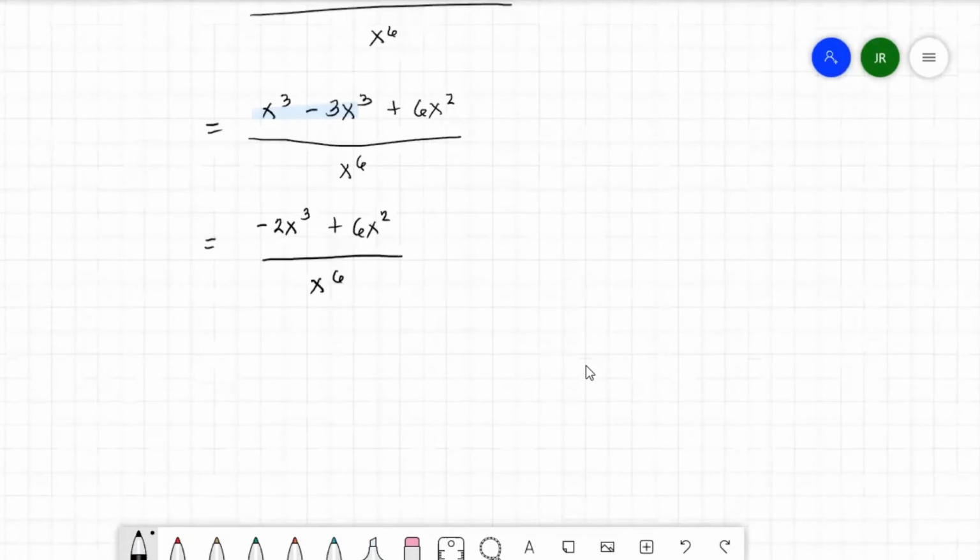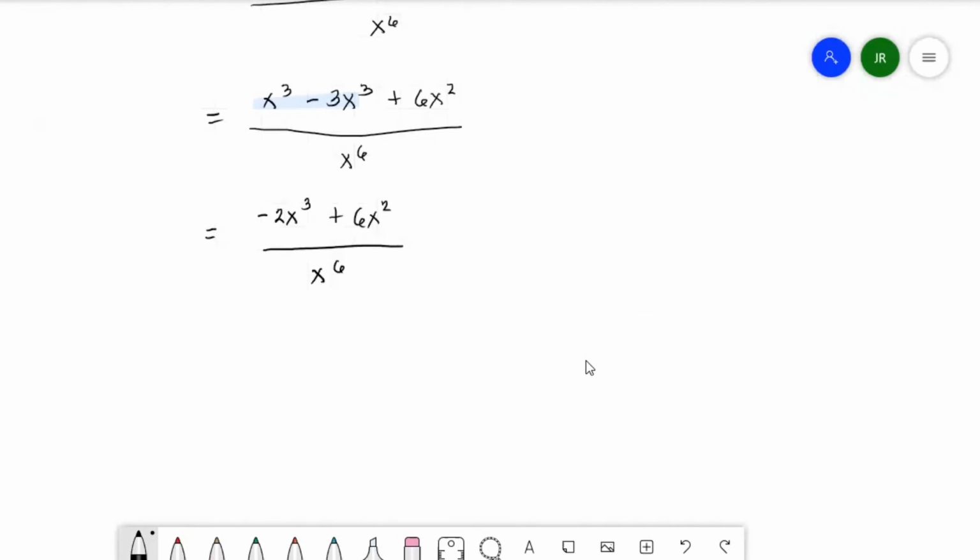But in some, tinatanggap na naman yung sagot na to. Pero kung isi-simplify natin siya, factor natin, they are both divisible by x squared. So ilalabas ko si x squared. Negative 2x cubed divided by x squared. Ang matitira na lang ay negative 2x. Then plus 6x squared divided by x squared. Ang matitira na lang ay 6. Then over x to the 6th power.